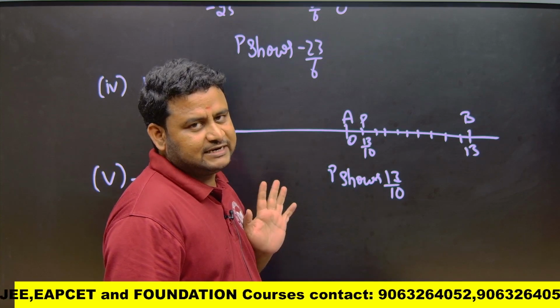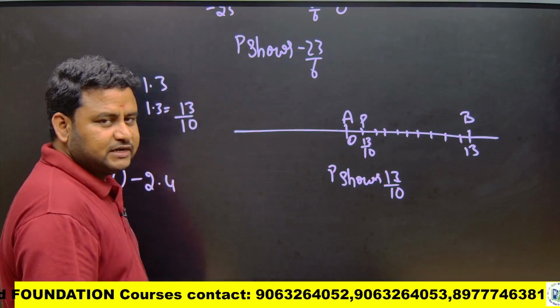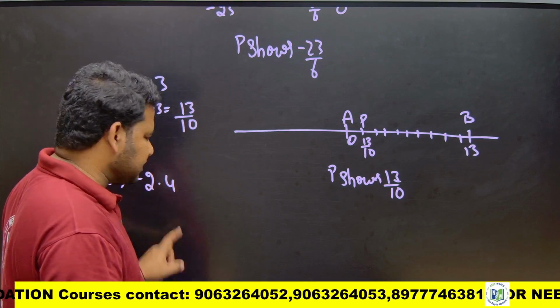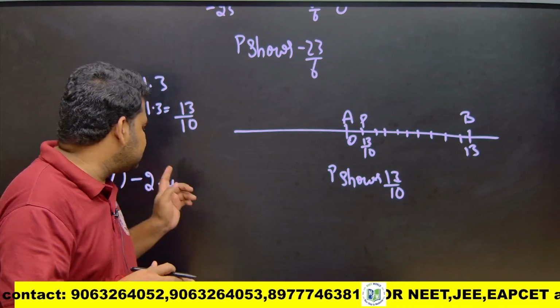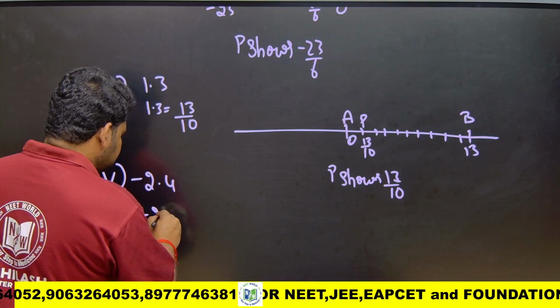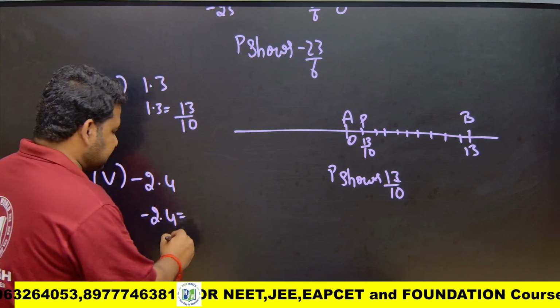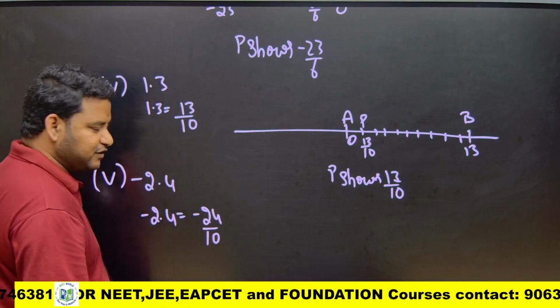P shows 13 by 10. Clear? Got it, friends? Next, minus 2.4. This is not a fraction. Actually they have given a decimal, minus 2.4. So I can write it in terms of fraction as minus 24 by 10.